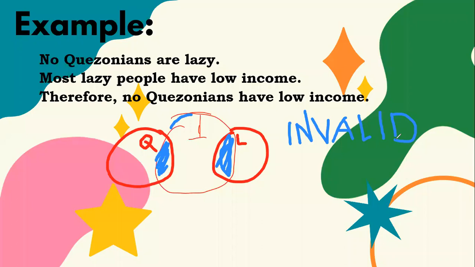Unang-una, kaya siya ay invalid dahil hindi niya sinunod yung tamang format, the standard form ng categorical syllogism that it must have first the major premise, the minor premise, and the conclusion.